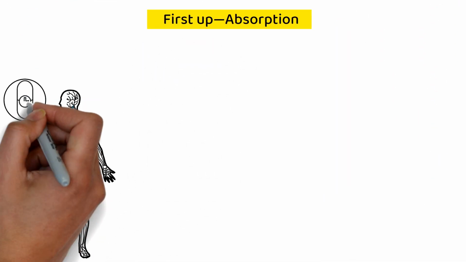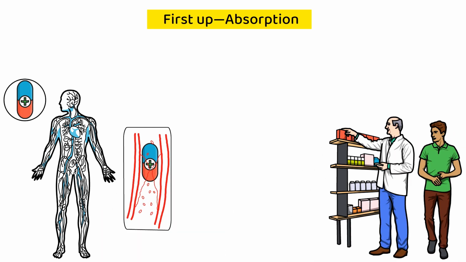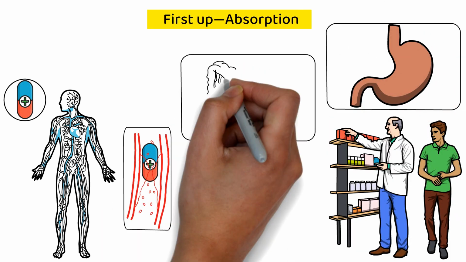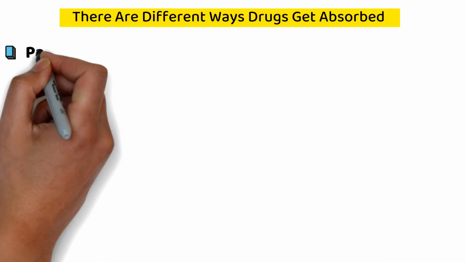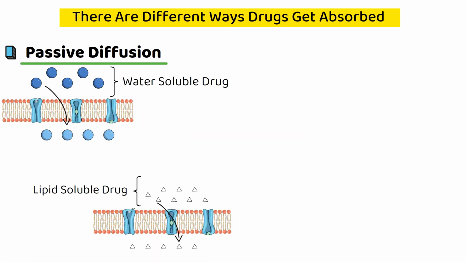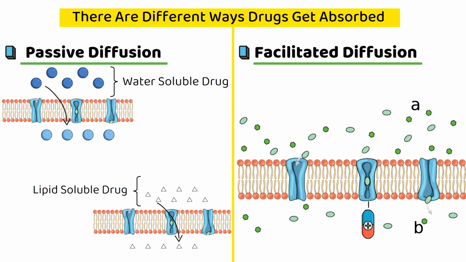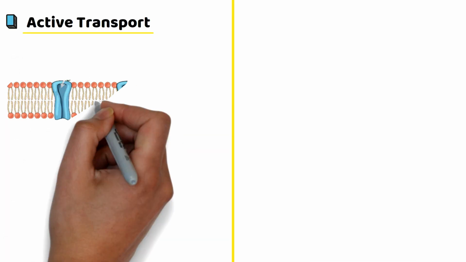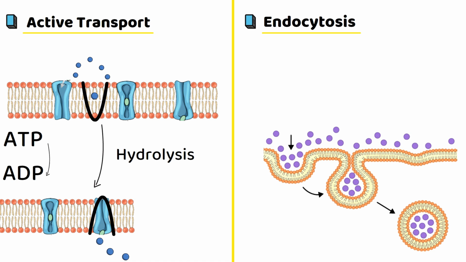This is how a drug moves from the site of administration into the bloodstream. For most oral drugs, that journey starts in the stomach or intestines. There are different ways drugs get absorbed. Passive diffusion, the most common, where drugs move from high to low concentration. Facilitated diffusion, through protein carriers. Active transport, energy dependent, often for nutrients and some drugs. Endocytosis, for larger molecules like insulin.